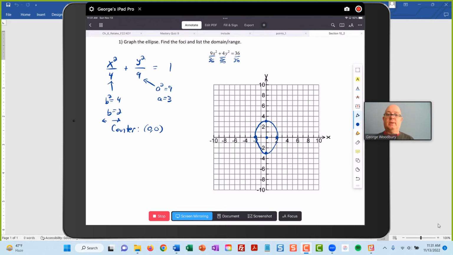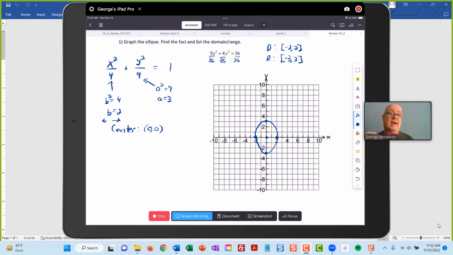Something like that. It's a little skeletonish, skullish. Anyway, the domain, if we look left to right, goes from -2 to 2. The range, if we look from bottom to top, goes from -3 to 3. Just read that from the graph.